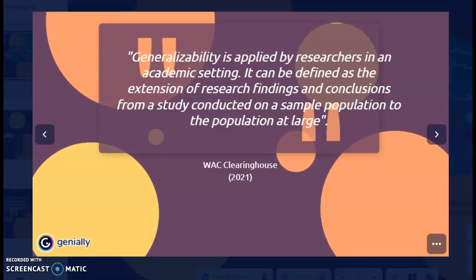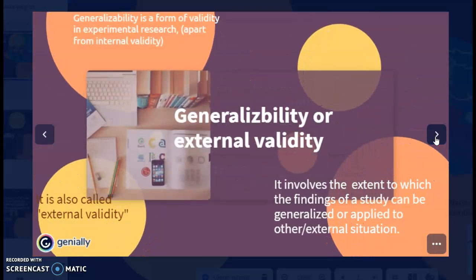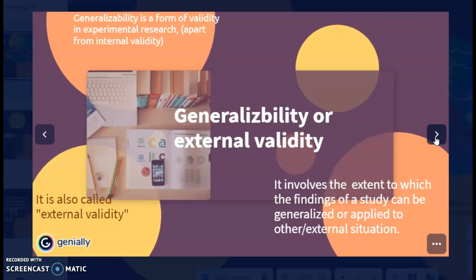As a technical construct in experimental studies, validity takes two important forms. The first one is internal validity, and I'm going to talk about the second one, which is external validity or generalizability. It involves the extent to which the findings of a study can be generalized or applied to other or external situations. It is a form of validity in experimental research.